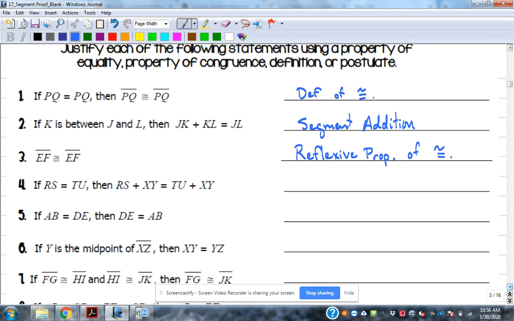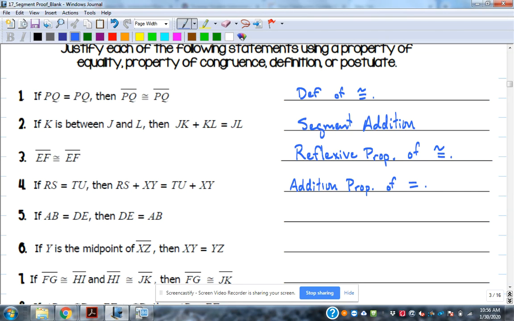So if we're going to do addition, what are they adding on each side? XY, they're adding the same thing on each side. So what property is that? Yeah, addition property of equality. And you just use an equal sign there, because we're doing measurements, not objects.